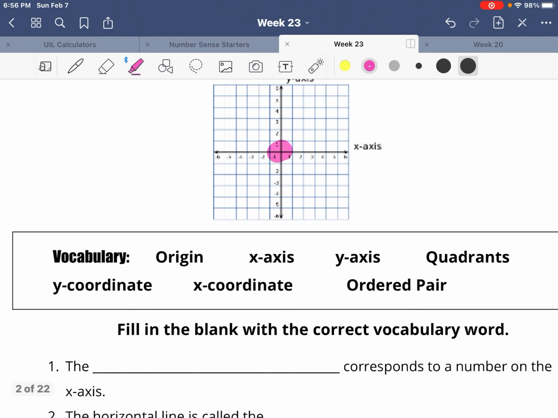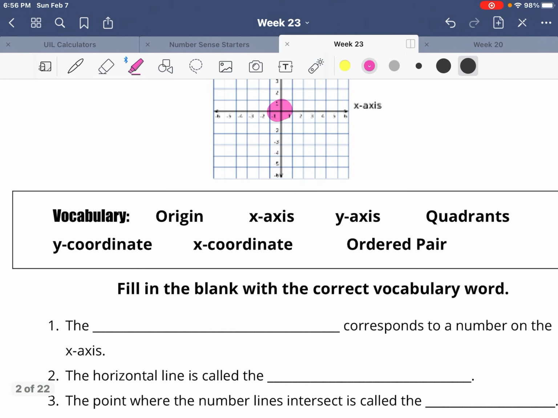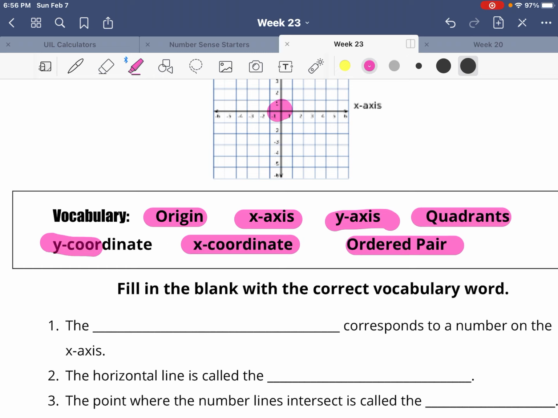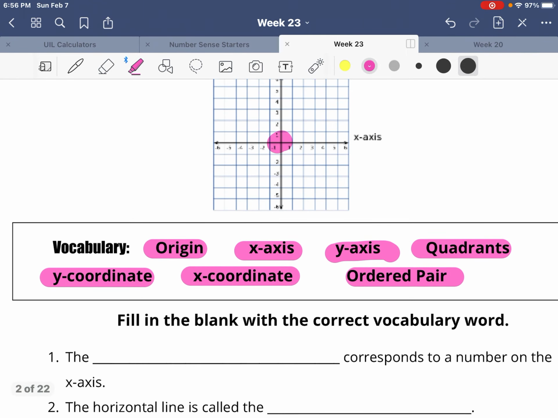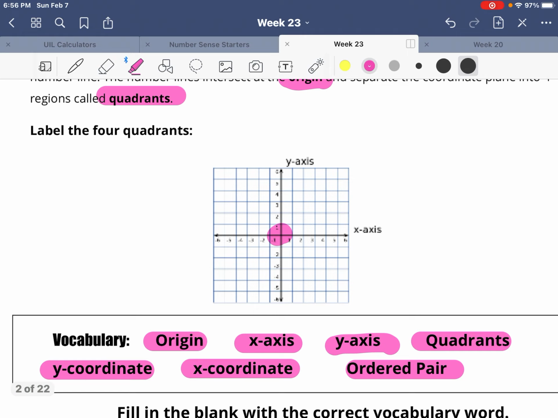Okay, so down here underneath you'll see some very important vocabulary words. The origin is the point (0, 0), the x-axis, the y-axis, the quadrants, the ordered pairs, the x-coordinates, and the y-coordinates. We're going to use those words to fill in the blanks below. But first I want to talk about the quadrants.